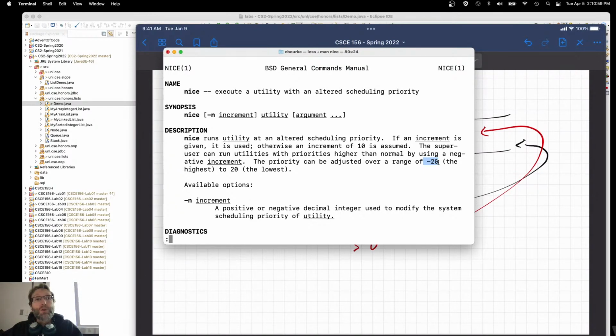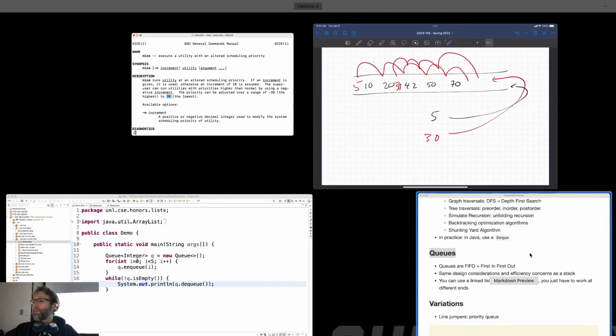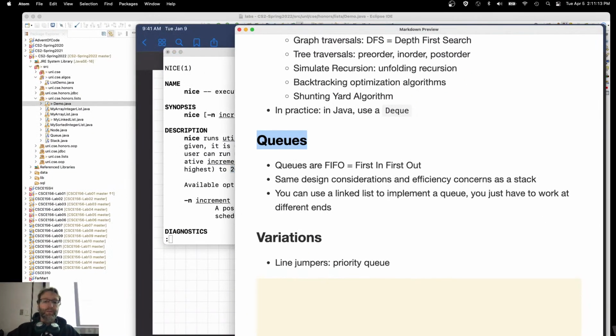Eventually you'll get executed if you have a low priority, but you're allowing other people to go ahead of you that are more important. And that is a priority queue. Again, the efficient implementation of a priority queue is going to be a heap. We'll talk about those when we talk about trees, one of the last things that we'll talk about.